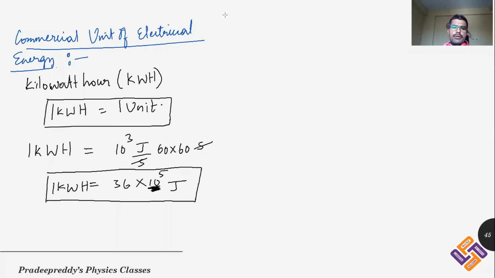Based on the electrical consumers, as many units are consumed, depending upon that you will get the electric bill. If 100 units are consumed, and for 1 unit they are charging 2 rupees, your electric bill becomes 200 rupees. Like that, using the commercial unit of electrical energy, we can calculate the electric bill.